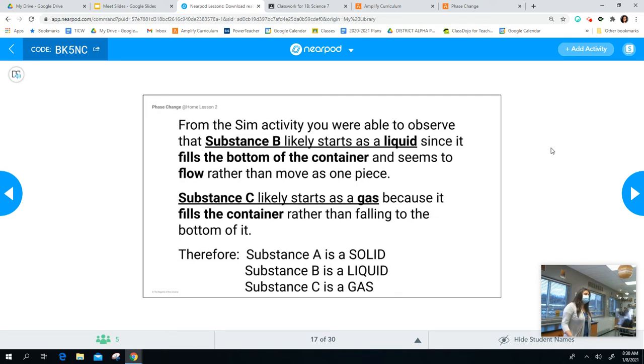So you should have been able to observe that B likely starts as a liquid since it fills the bottom of the container and it seems to flow rather than like the solid, just kind of slide in one piece. Substance C likely starts as a gas because it fills the container rather than falling to the bottom of it. So therefore, A is a solid, B is a liquid, and C is a gas. And that's not going to change. So throughout the whole unit, whenever we use the sim, A is a solid, B is a liquid, C is a gas. We haven't talked about D yet.